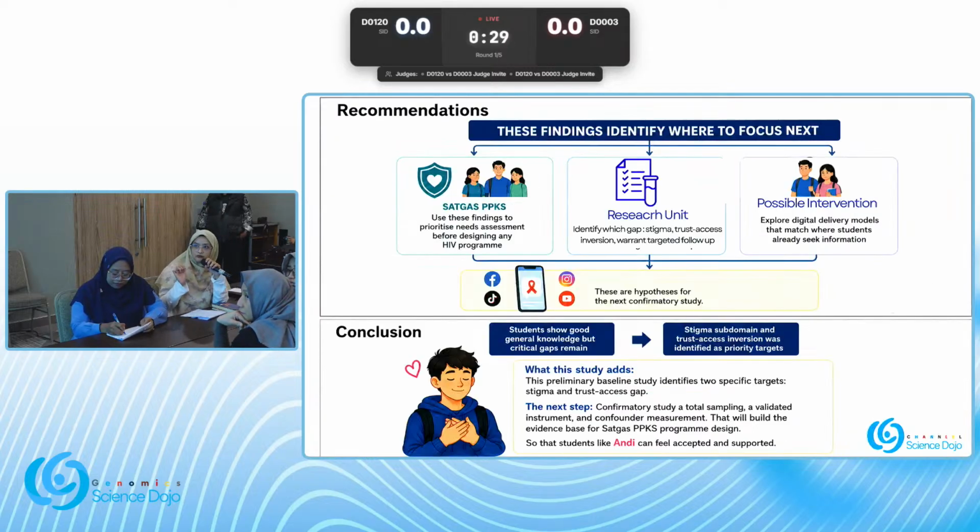Next. So these findings can inform us on what to prioritize in this assessment and identify gaps for possible future intervention. And these are hypotheses for the next confirmatory study. So the next step is a larger, more robust study that will inform Satgas PPKS program design so that students like Andy can feel accepted and supported.